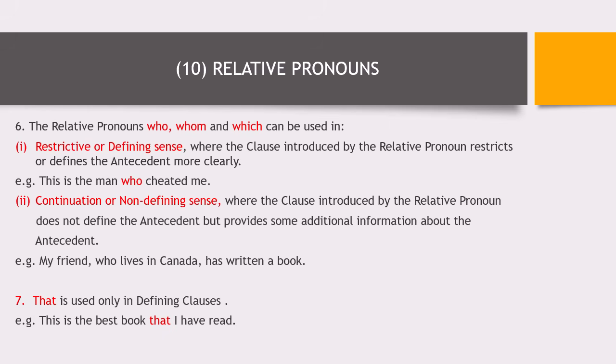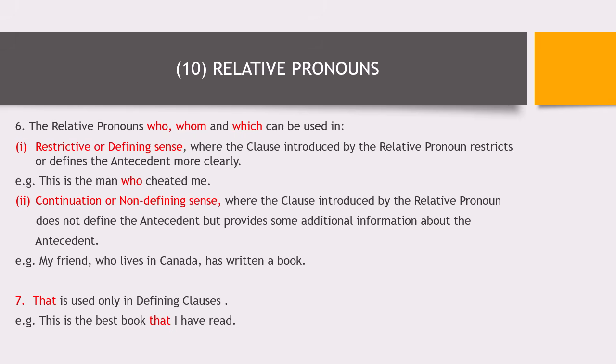6. The relative pronouns who, whom, and which can be used in restrictive or defining sense, where the clause introduced by the relative pronoun restricts or defines the antecedent more clearly. Example: this is the man who cheated me.